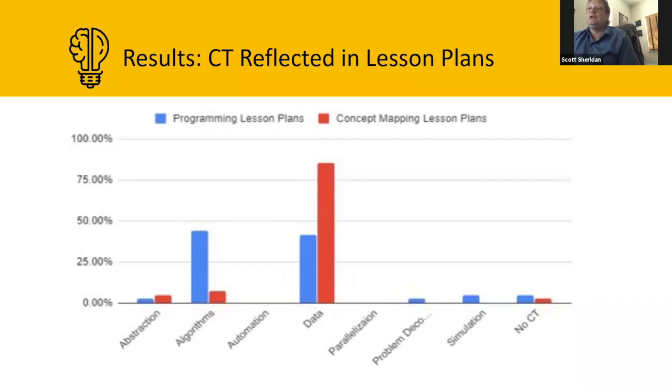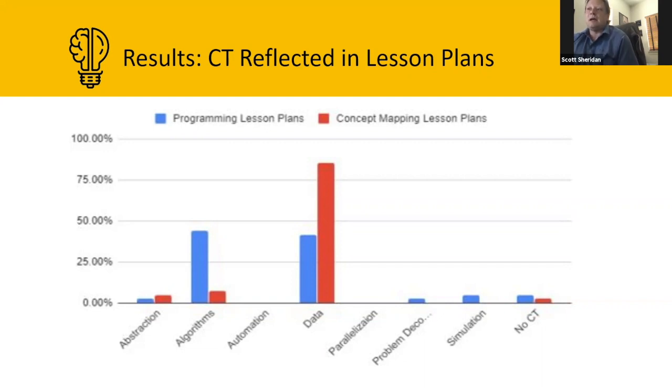There was really little variation in the computational thinking concepts that were present in the concept mapping lesson plans. Out of 41 concept mapping lesson plans, 35 incorporated the concept of data, including data collection, analysis, or representation. Other computational thinking concepts represented included abstraction, with only 2 of those, and 3 of algorithms.